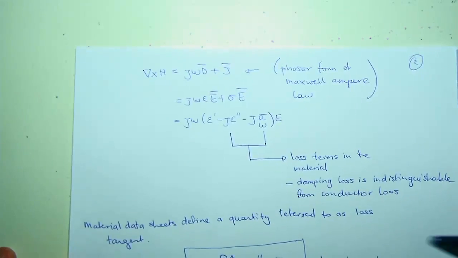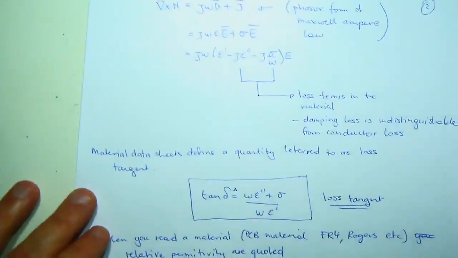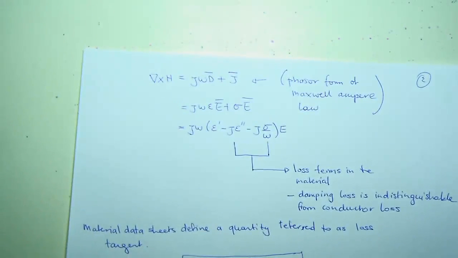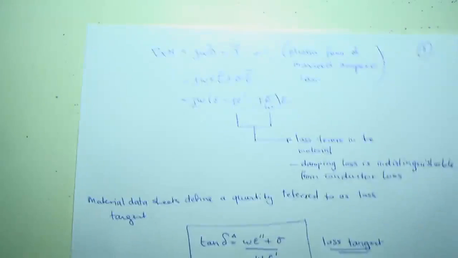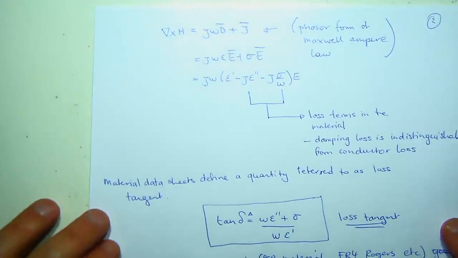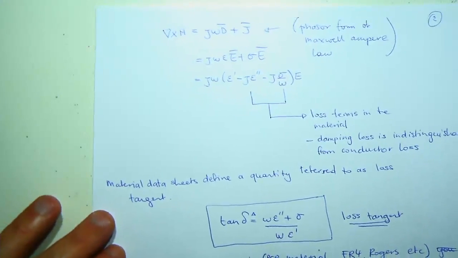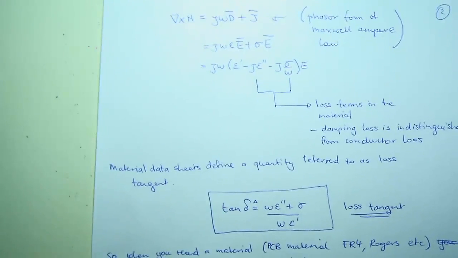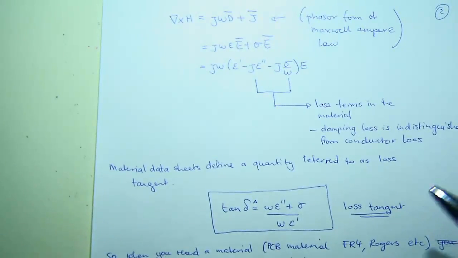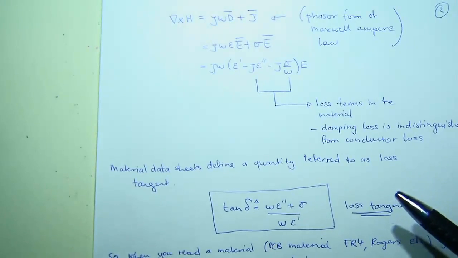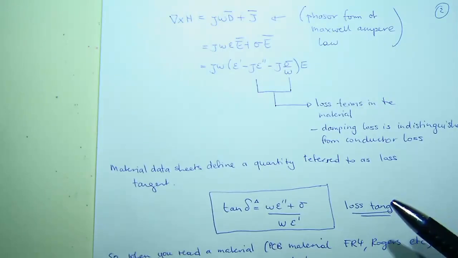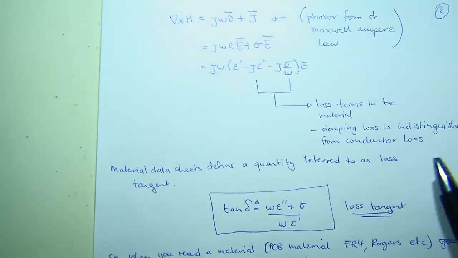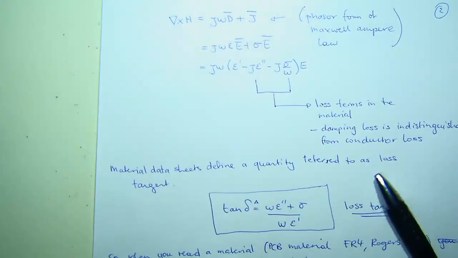Now, usually, other than some boring mathematics, Stan, why did you waste our time? Why are you telling us all this BS, right? is probably the question you're all asking. Now, if you're looking at a material data sheet, usually they define a quantity called the loss tangent. Okay? Now, can anyone tell me why would they define the loss tangent?